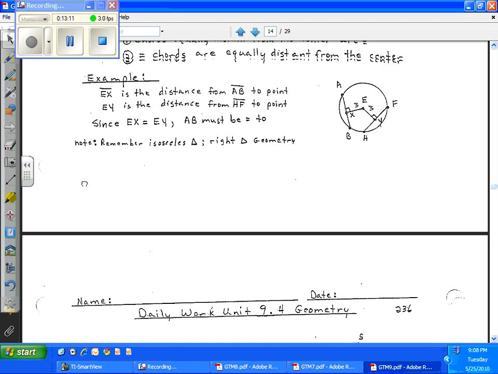So, let's backtrack a little. In the same circle or in congruent circles, equal arcs have equal chords and equal chords have equal arcs. If a radius or diameter is perpendicular to a chord, then it bisects the chord and the arc of the chord. In the same circle or in congruent circles, chords that are equally distant from the center are equal, and equal chords are equally distant from the center.